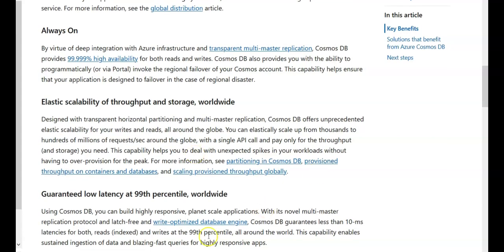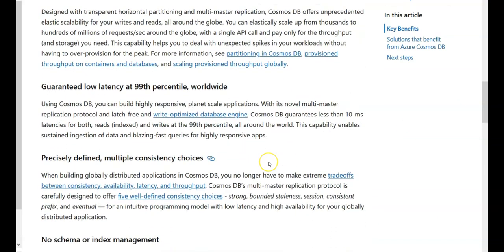It provides a guaranteed low latency at 99th percentile worldwide. Using Cosmos DB, we can build highly responsive planet-scale applications with its novel multi-master replication protocol and latch-free and write-optimized database engines. Cosmos DB guarantees less than 10 millisecond latencies for both reads and writes at the 99th percentile all around the world. This capability enables sustained ingestion of data and blazing fast queries for highly responsive apps.